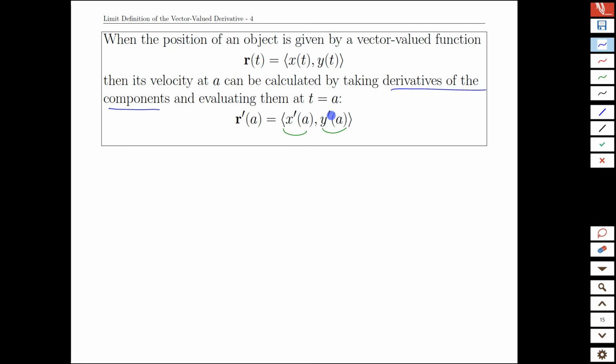So that's our rule for derivatives of vector valued functions. Simply take the derivative of each component by itself using the regular single variable derivative rules, and you are done.